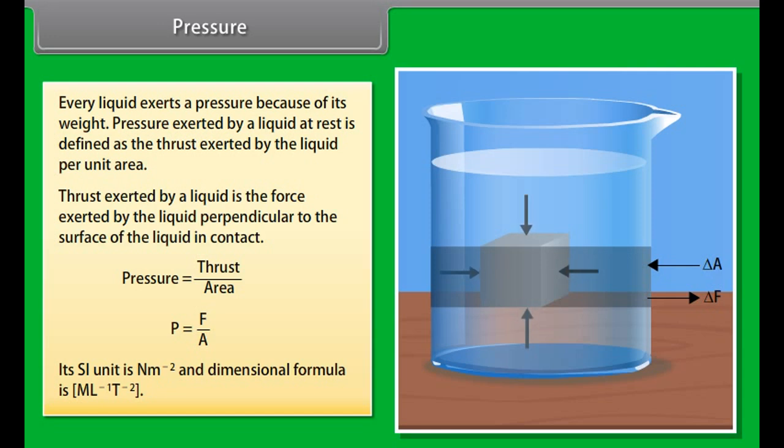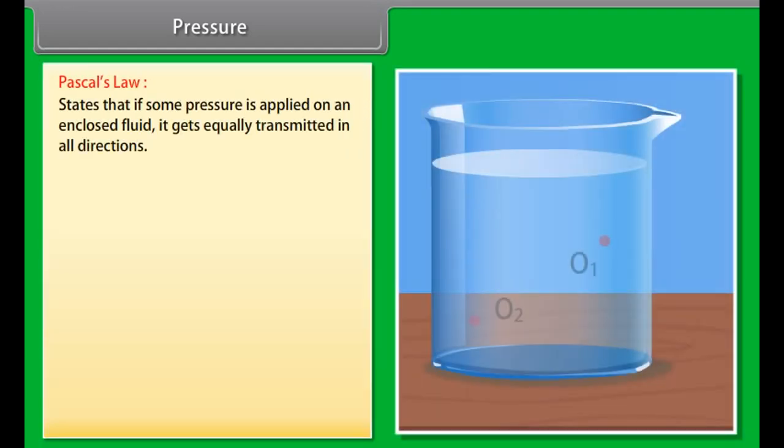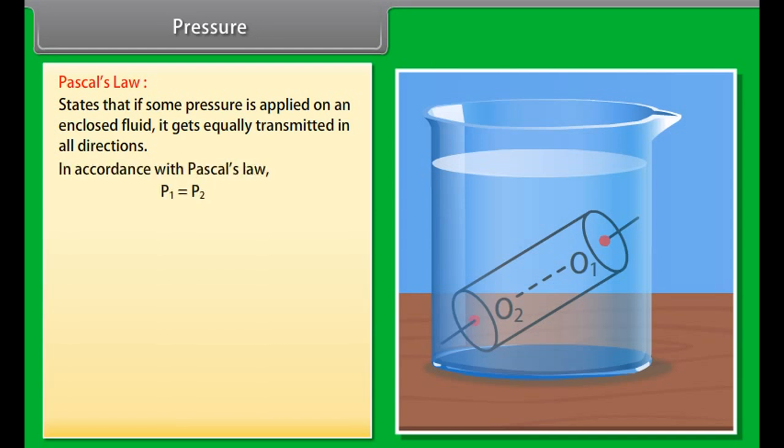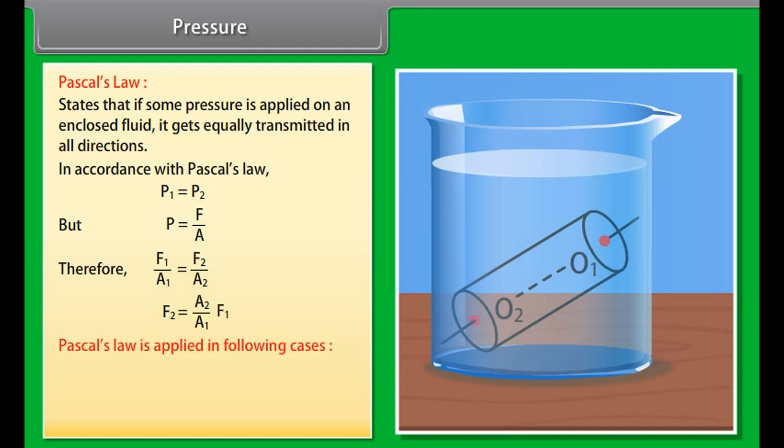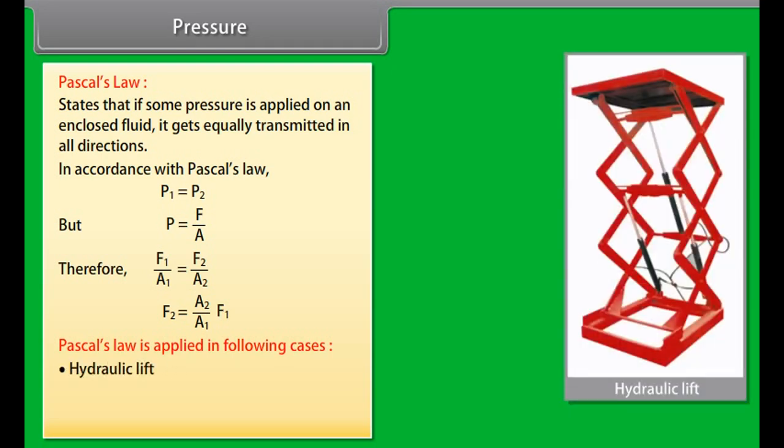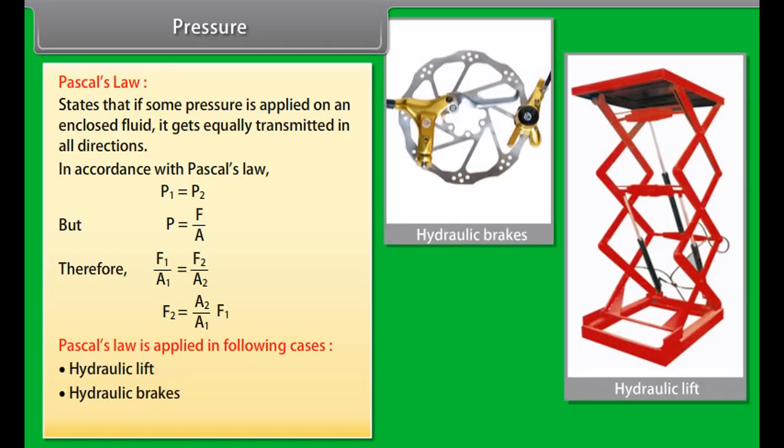Its SI unit is newton per square meter and its dimensional formula is M L to the power minus 1 T to the power minus 2. Pascal's law states that if some pressure is applied on an enclosed fluid, it gets equally transmitted in all directions. In accordance with Pascal's law, P1 is equal to P2, but P is equal to F by A. Therefore, F1 upon A1 is equal to F2 upon A2. It gives F2 is equal to A2 upon A1 into F1. Pascal's law is applied in the following cases: hydraulic lift, hydraulic brakes, and hydraulic press.